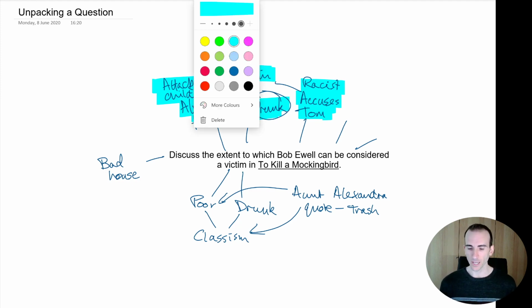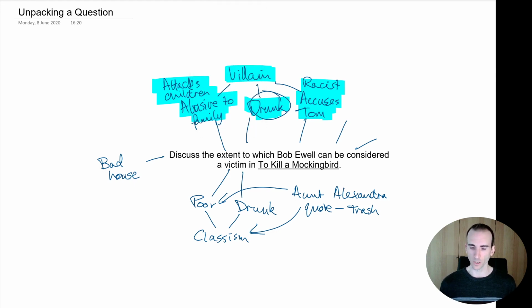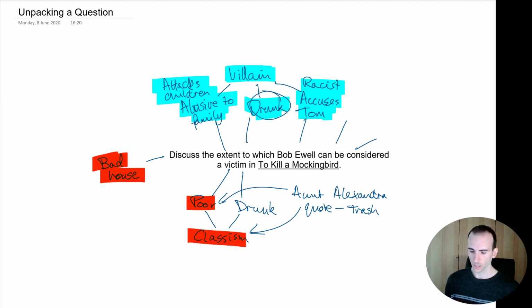I jump the gun a bit by highlighting in blue there. Maybe I'll choose a reddy pinky color for, oh, that looks a bit too nice. I'll choose red for where I'm saying he's a victim. So now I can start thinking, okay, what other categories do I have? So I've obviously got one here about his poverty. So maybe I'll leave out drunk for now, but the bad house, his poverty, classism, and maybe I can draw in the Aunt Alexandra quote as well.